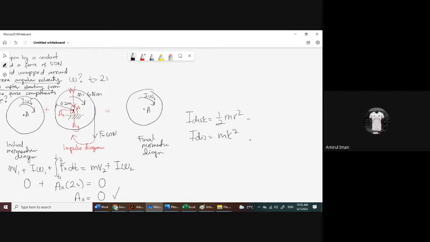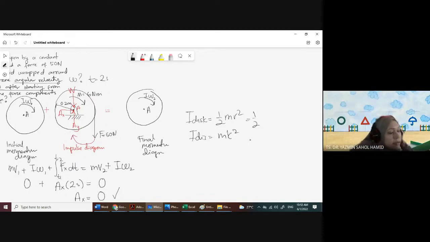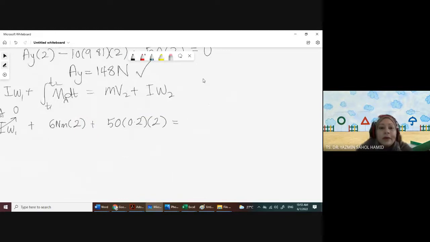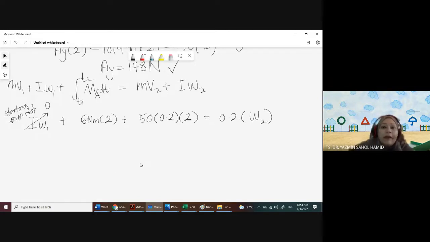Yang mana? Yang atas, 1/2 mr squared. Okay. So cuba calculate 1/2 m. Mass dia 10. R dia berapa? R 0.2 kuasa 2. So you akan dapat berapa? 0.2 kilogram metre square. Okay, so I adalah 0.2 and omega 2 adalah apa yang kita nak cari lah. So from here you can find omega. So can you find me what is omega 2? What is this? This is angular velocity.